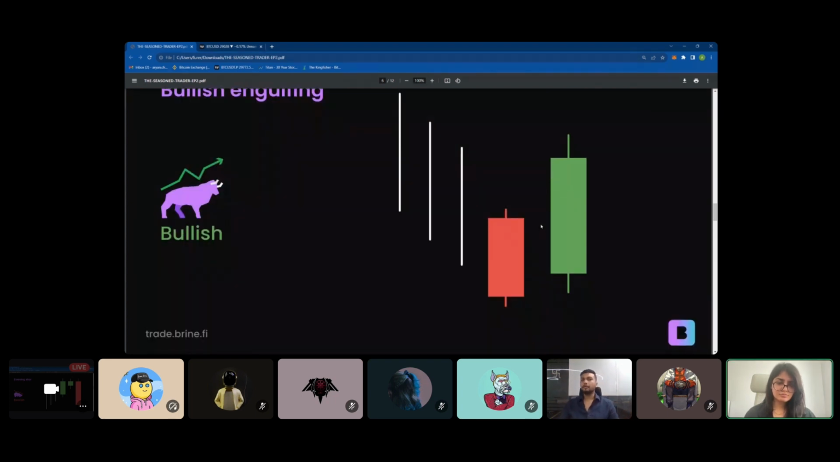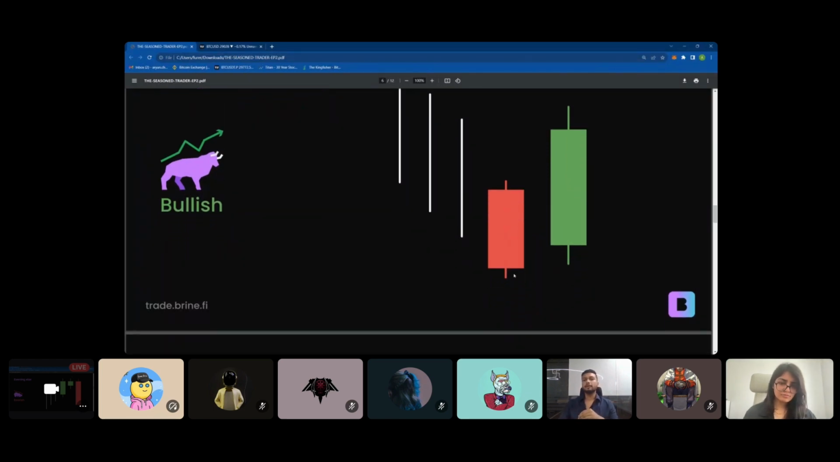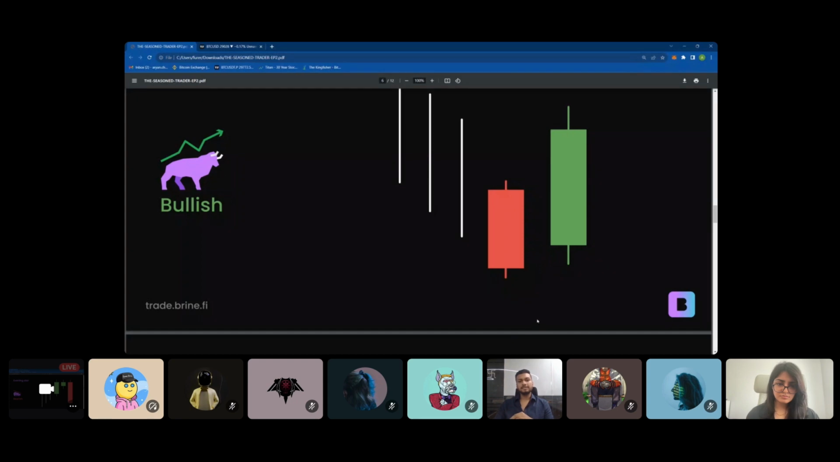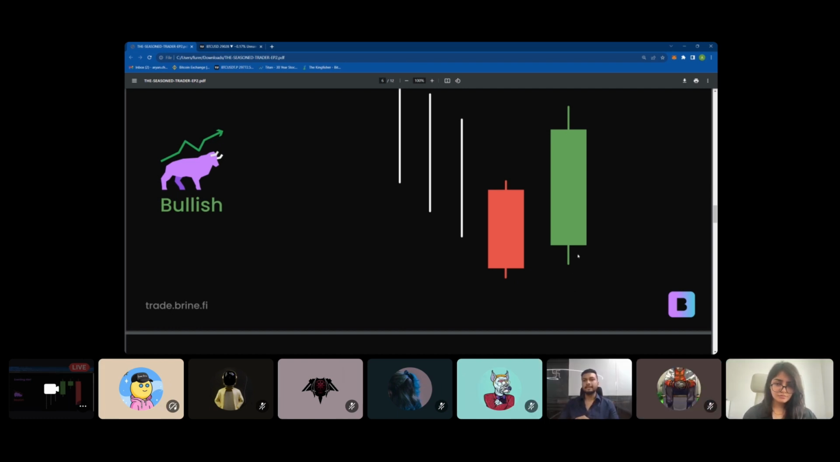And again, how I want the volume in this pattern to be is medium, consistent volume in these 4 candles, and then finally I want a big volume bar on this green candle, which will give me the confirmation that I can go ahead and place the trade.